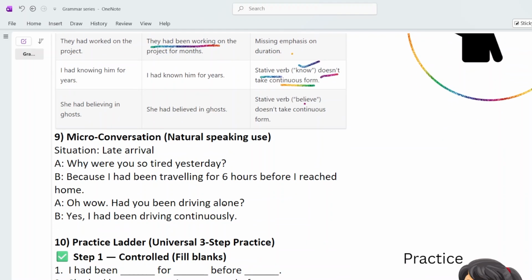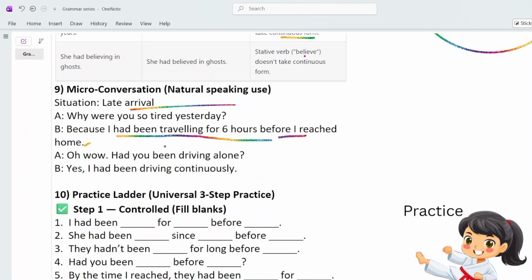All right, great. So a micro conversation for today: late arrival is the situation. Person A asks, why were you so tired yesterday? Person B says, because I had been traveling for 6 hours before I reached home. Makes sense by now that this guy was traveling for 6 hours. That's the reason I was so tired yesterday.